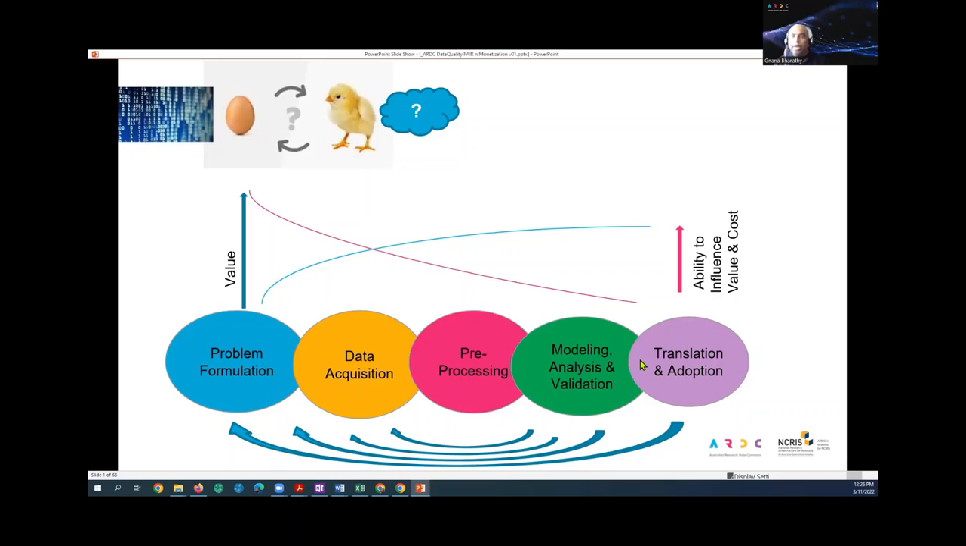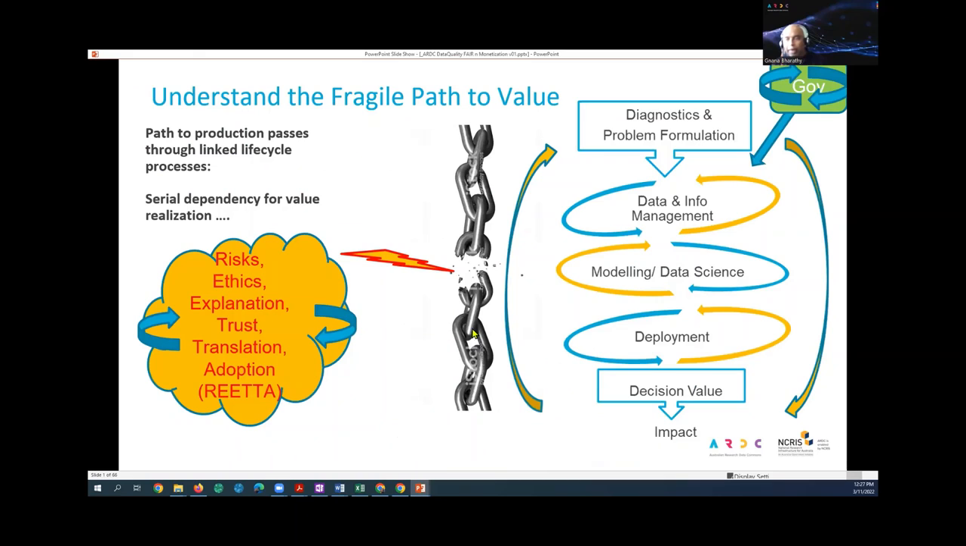But it is important to know not just that it decreases, but that there is a serial dependency as well. It is a fragile path to the value or the impact. So the whole analytic life cycle can be thought of as a chain of linked life cycles: one, of course, information and data management, modeling and data science, and deployment.